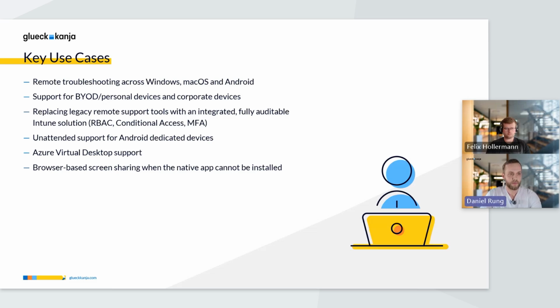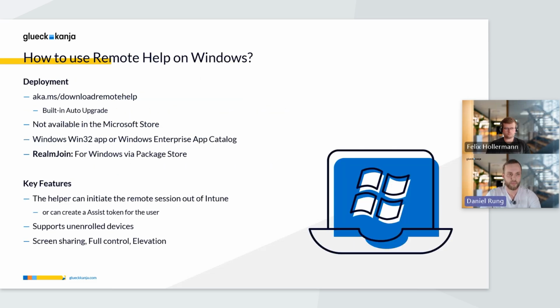And yeah, how to use the Remote Help app on Windows. First of all, the Remote Help app needs to be installed on the device. The easiest way, the first way, is you download the Remote Help app from Microsoft, build a Win32 app from it, and deploy it through Intune.